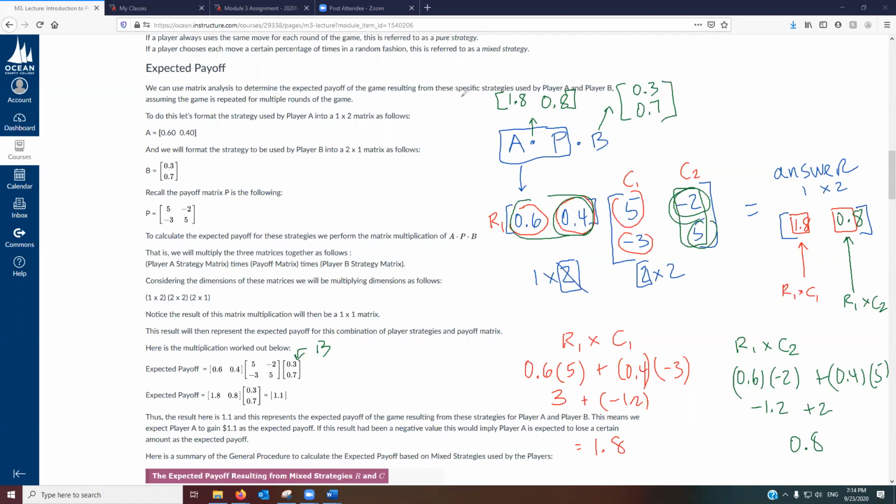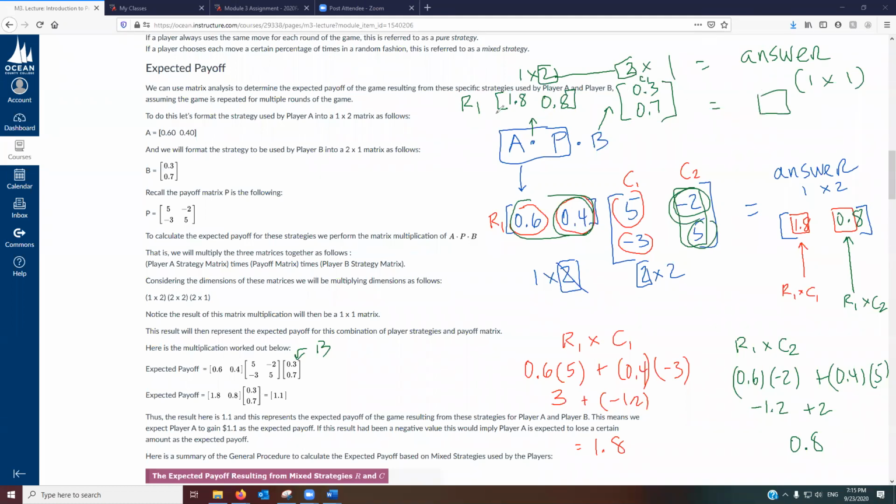All right, so I'm going to take R1 here and multiply it by the C1. Again, I'm going to check the dimensions. This is a 1-by-2, and I'm going to multiply it by a 2-by-1. Again, these middle numbers are the same, and my answer is just a 1-by-1. That just means it's just a single element, right?